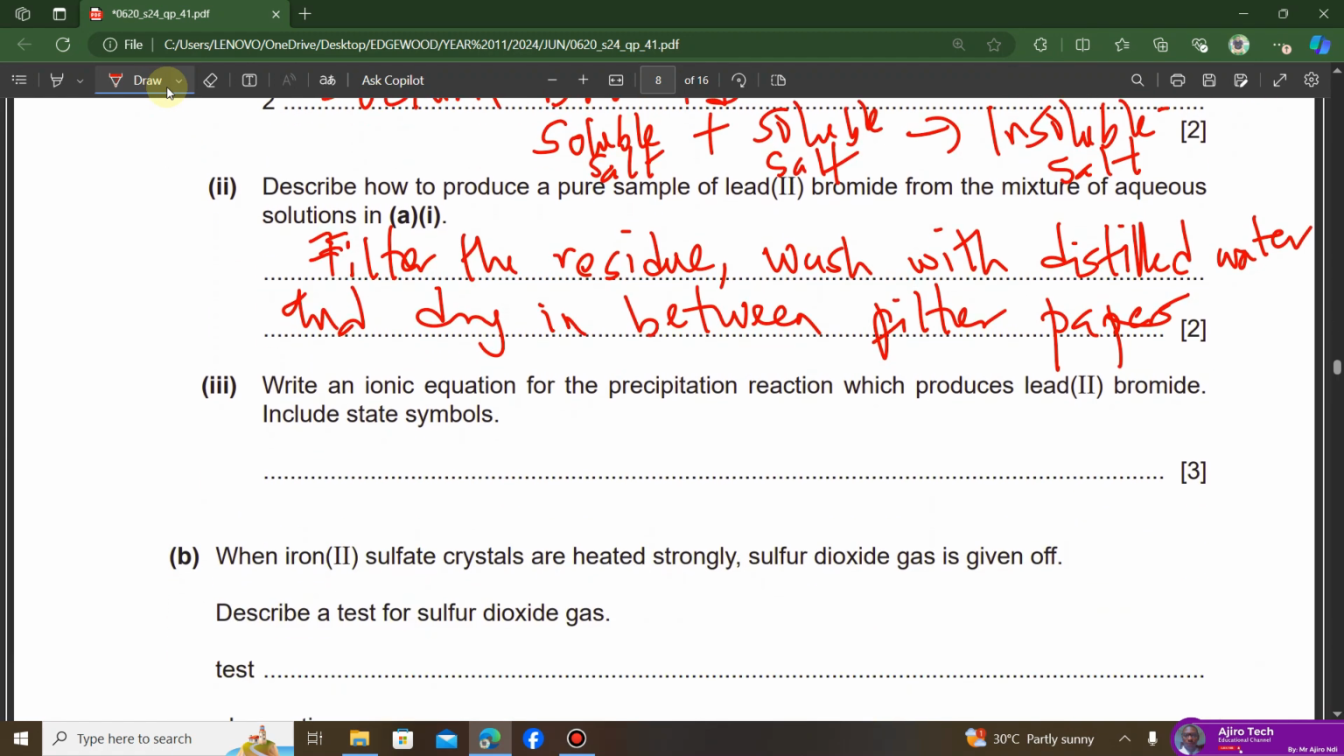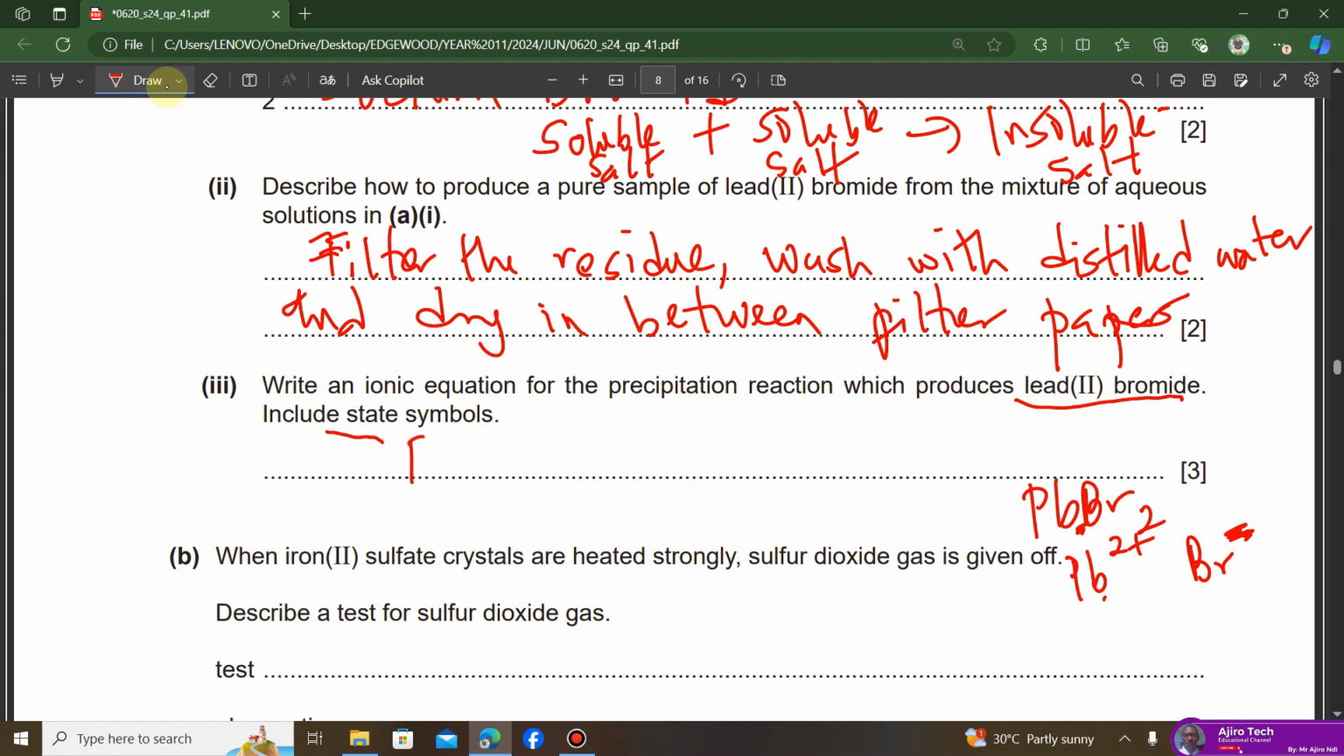Write an ionic equation for the precipitation reaction which produces lead-2-bromide, and include state symbols. So this is very easy. Pick out the salt you want to prepare, which is lead-2-bromide. This is the formula, PbBr2. Split this into ions: Pb2+ and Br minus. Write these two ions as your reactants, write the salt as the product, and include the state symbols.